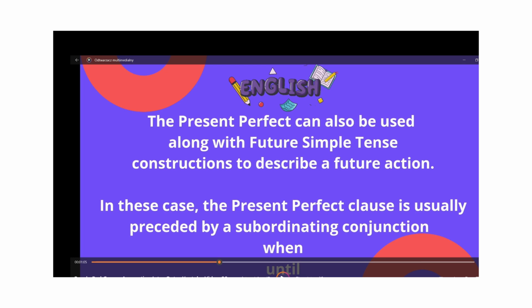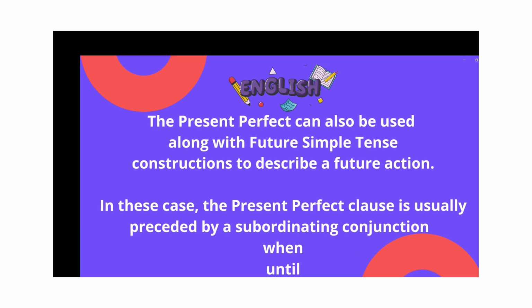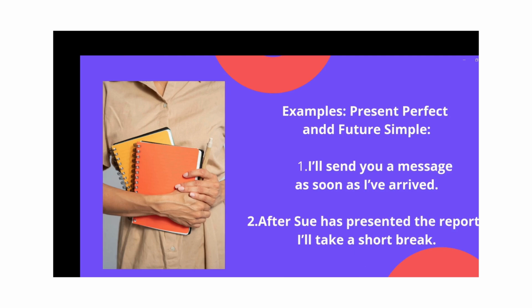The present perfect can also be used along with future simple tense constructions to describe a future action. In this case, the present perfect clause is usually preceded by a subordinating conjunction, when or until. Let's look at example sentences. I'll send you a message as soon as I've arrived. Or, after Sue has presented the report, I'll take a short break.